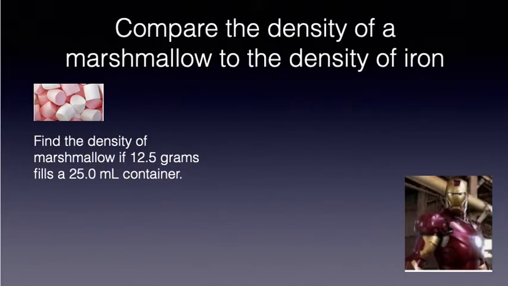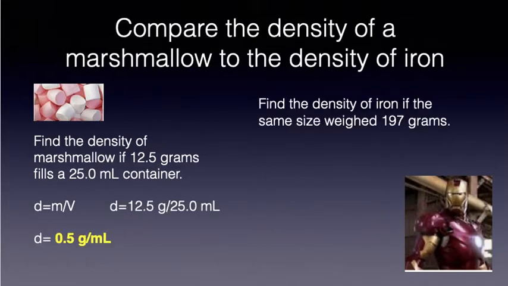So let's do a calculation. Compare the density of a marshmallow to the density of iron. First, we want to find the density of the marshmallow. If 12.5 grams fills a 25 milliliter container, we'll begin by writing our equation. D equals m over v.